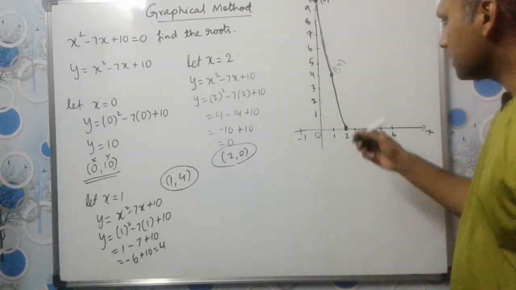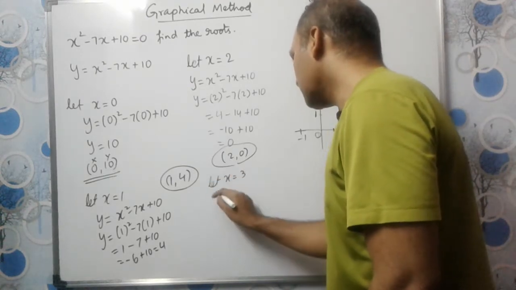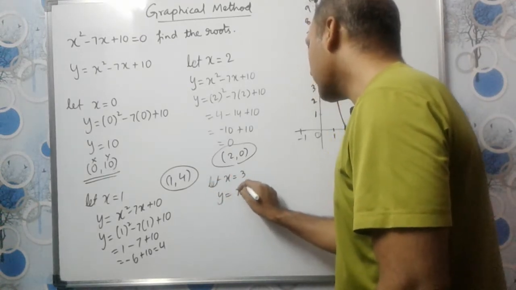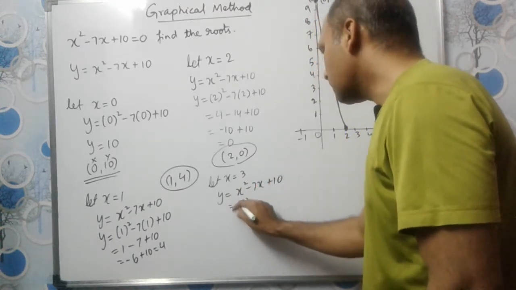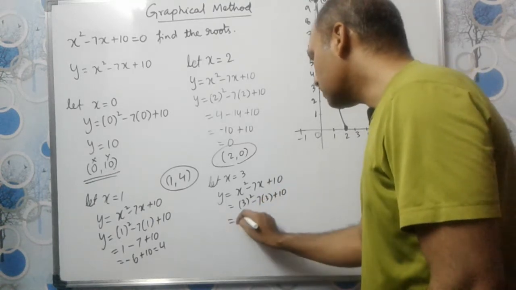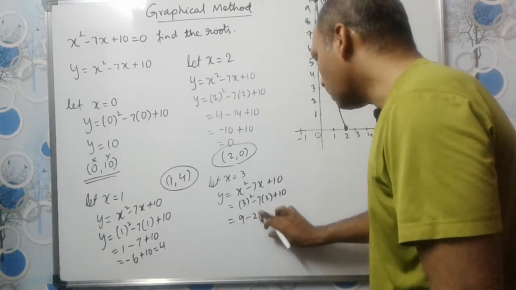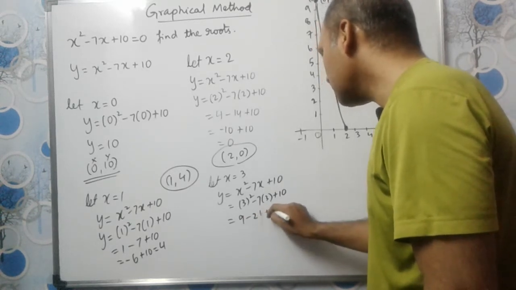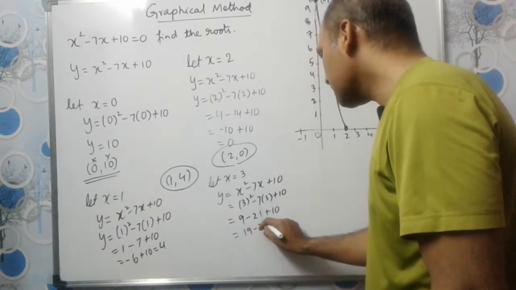Now let us substitute x is equal to 3. Let x is equal to 3. So what was y? y was equal to x square minus 7x plus 10. So this is equal to 3 square minus 7 into 3 plus 10. So this will be equal to 9 minus 21. 7 3s is 21 plus 10, right? 9 minus 10 is 19. 19 minus 21.